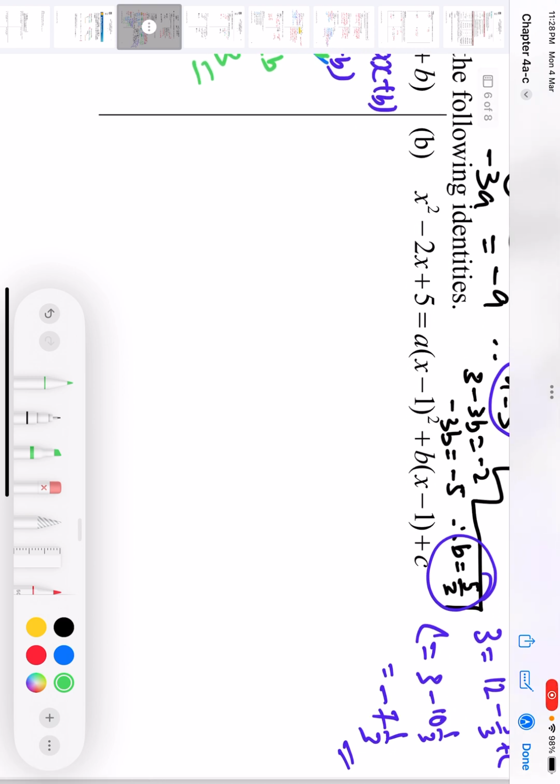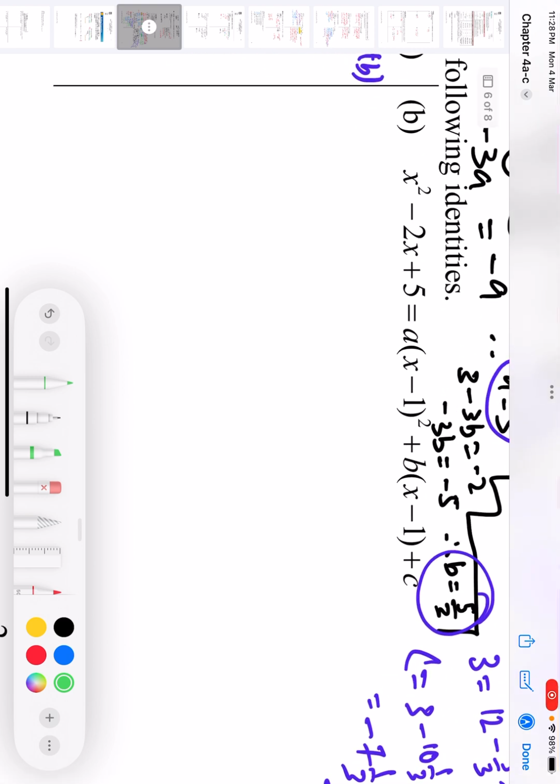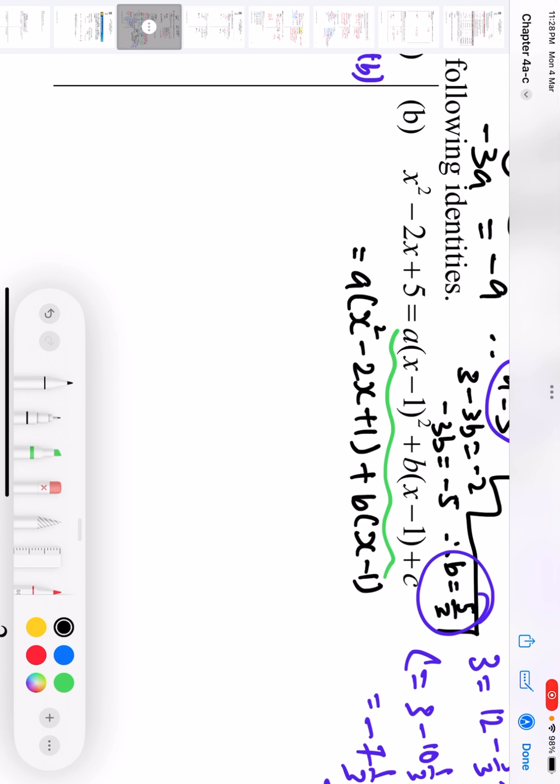Okay, part B. So same thing. I'm just going to expand this side because of a little bit of space constraints. a squared minus 2ab plus b squared plus bx minus 1 plus c. Okay?